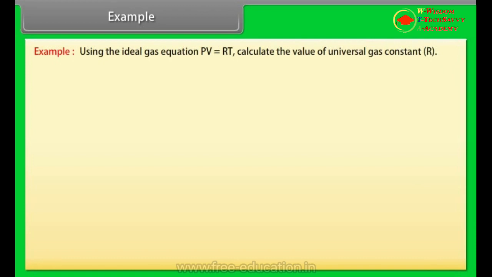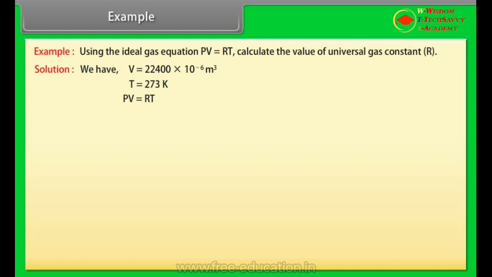Example. Let's take an example of kinetic theory of an ideal gas using the ideal gas equation PV = RT. Calculate the value of universal gas constant. Let's see the solution. We have V = 22,400 × 10^-6 m³, T = 273 Kelvin.